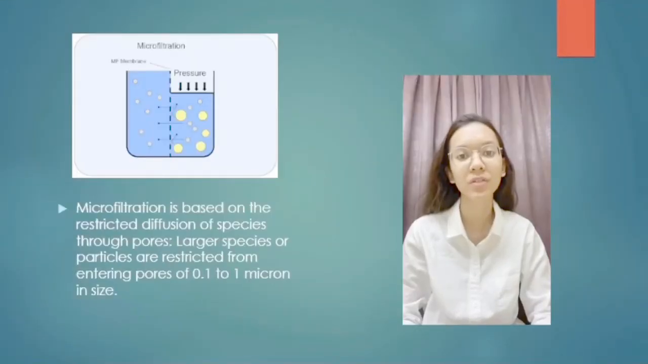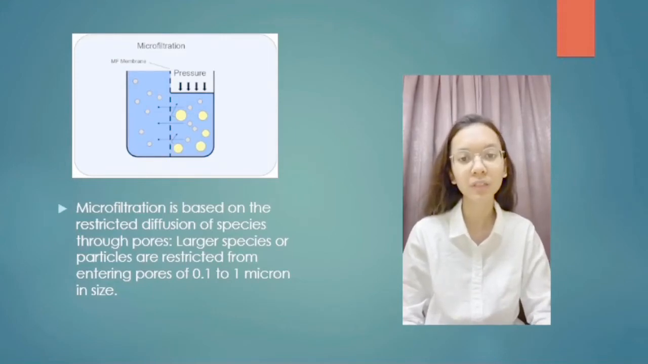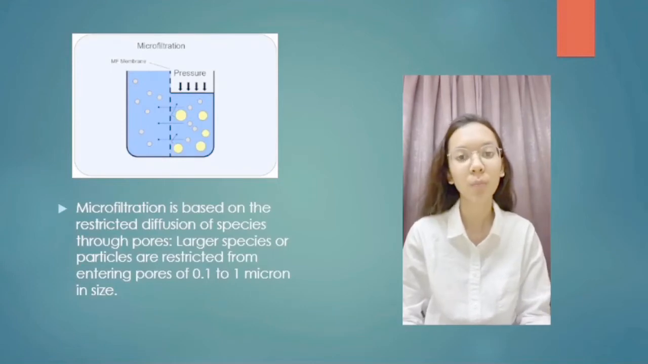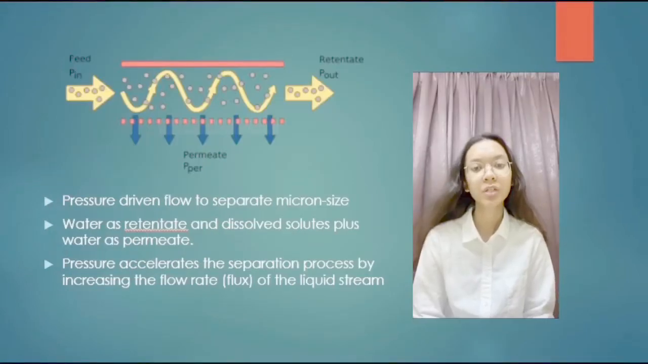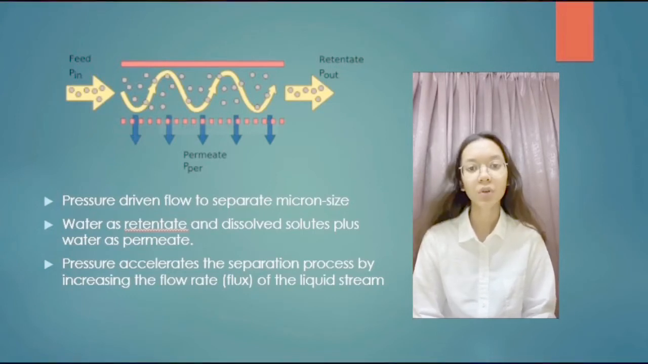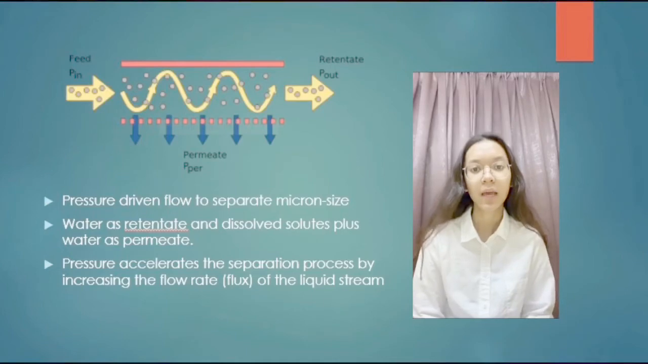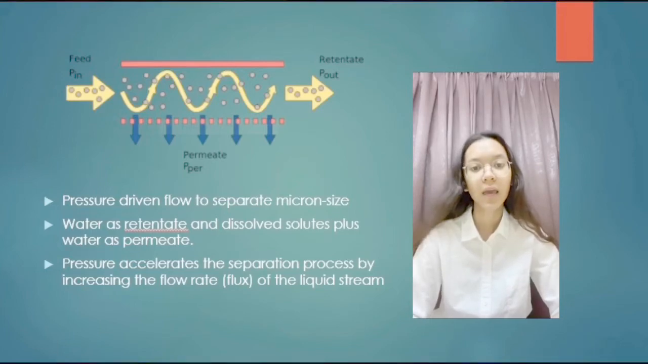Microfiltration is based on the restricted diffusion of species through pores. Larger species or particles are restricted from entering pores of 0.1 to 1 micron in size. Microfiltration is pressure driven, with suspended particles and water as the retentate and dissolved solute plus water as the permeate. The use of hydraulic pressure accelerates the separation process by increasing the flow rate of the liquid stream but does not affect the chemical composition of the species in the retentate and product streams.